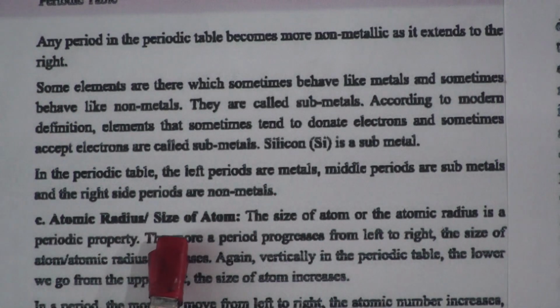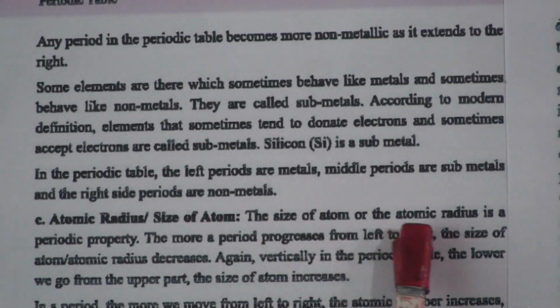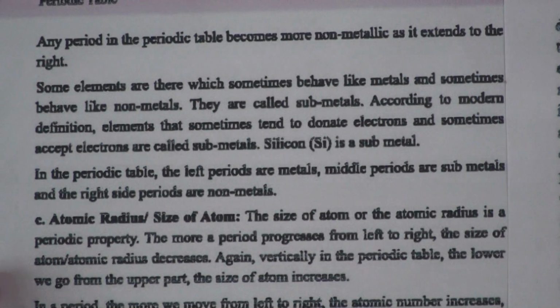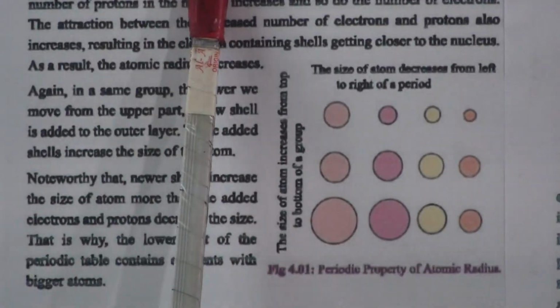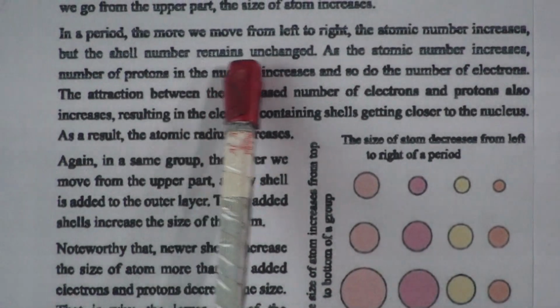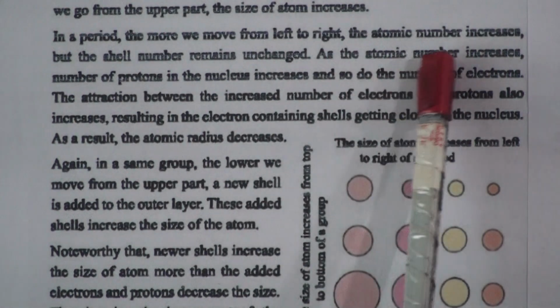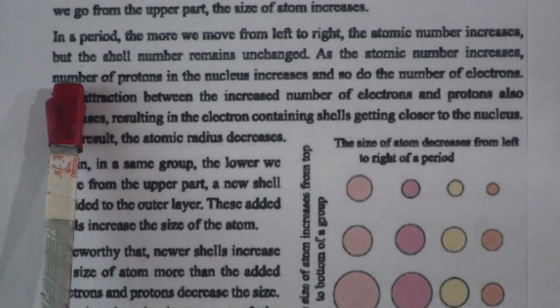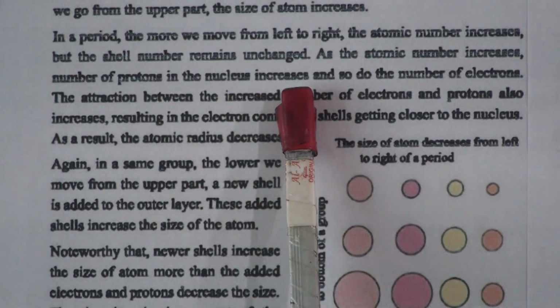Now come to the atomic radius or size of atom. The size of atom or the atomic radius is a periodic property. As a period progresses from left to right, the size of atom or atomic radius decreases. Again, vertically in the periodic table, the lower we go from the upper part, the size of atom increases. In a period, the more we move from left to right, the atomic number increases but the shell number remains unchanged. As the atomic number increases, the number of protons in the nucleus increases.